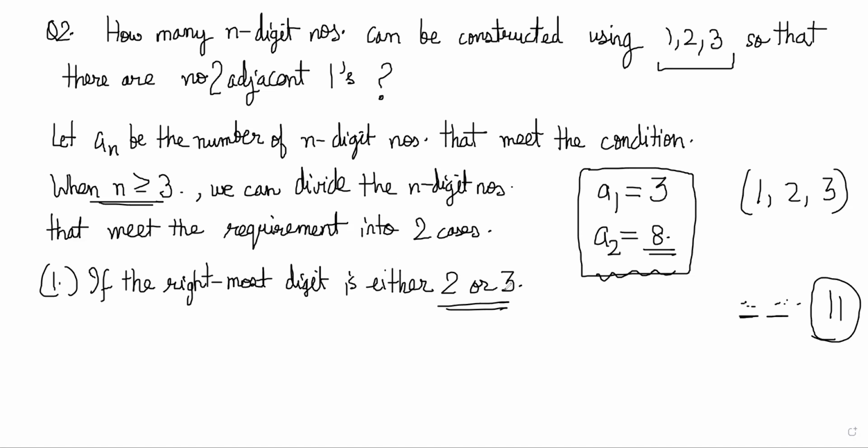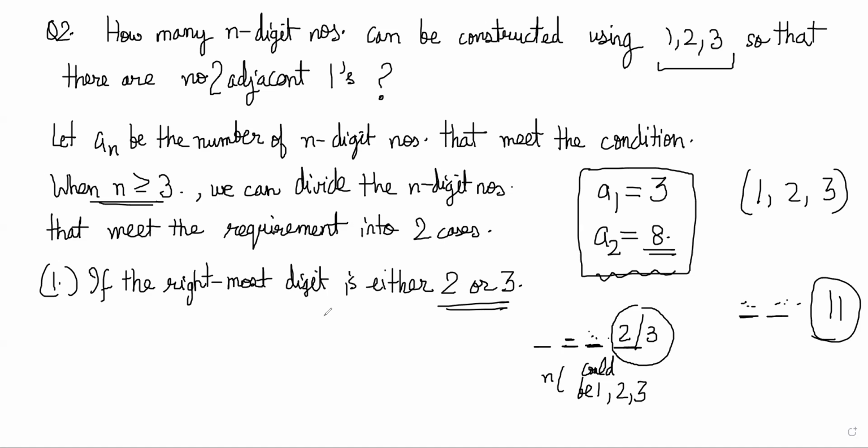So if the rightmost digit is either 2 or 3, let's say these are the n places, and the rightmost digit is 2 or 3. Then what happens? The second rightmost digit could be 1, 2, or 3 actually, right? And after that, this could be anything as long as you satisfy the condition that you cannot have two adjacent ones. So if the rightmost digit is 2 or 3, we have full freedom to put 1, 2, or 3 in the second rightmost digit.